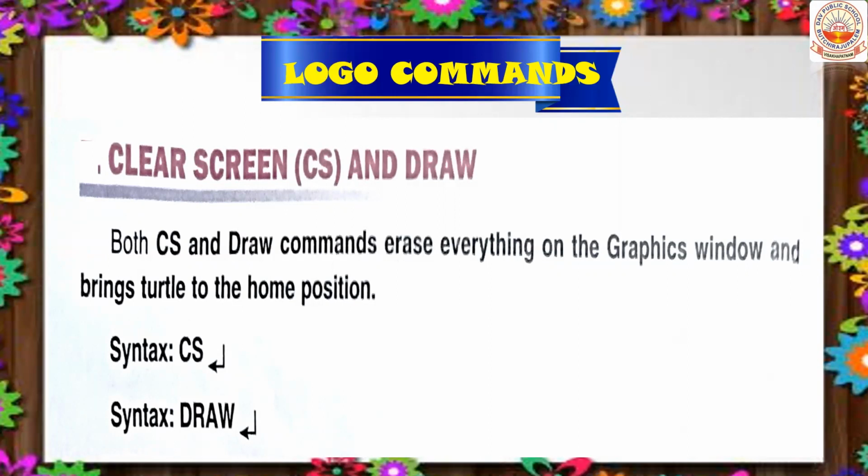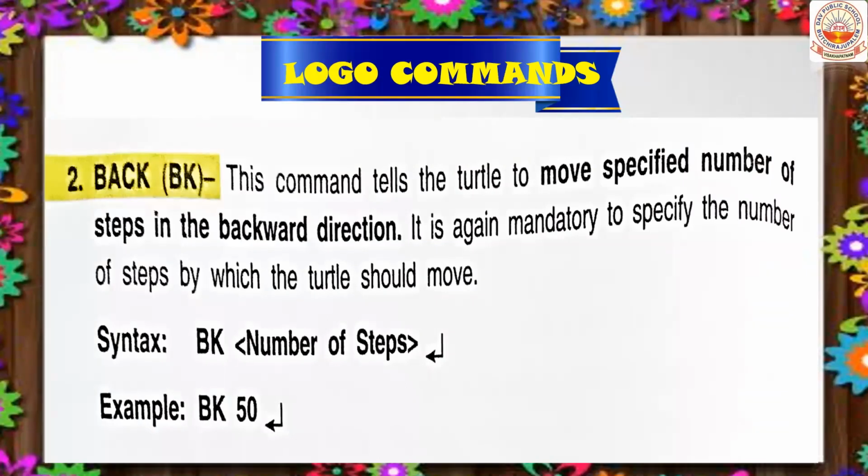Okay, children. Now let us see the next command, that is BK, backward. So what will this command do? This command tells the turtle to move a specified number of steps in the backward direction. It is again mandatory to specify the number of steps by which the turtle should move. So here also, children, same as forward FD. What is the difference, children? FD means the turtle will move forward. If you use BK, the turtle will move in the backward direction.